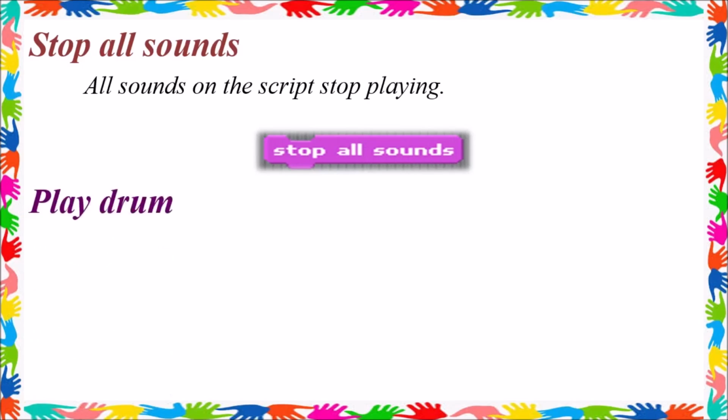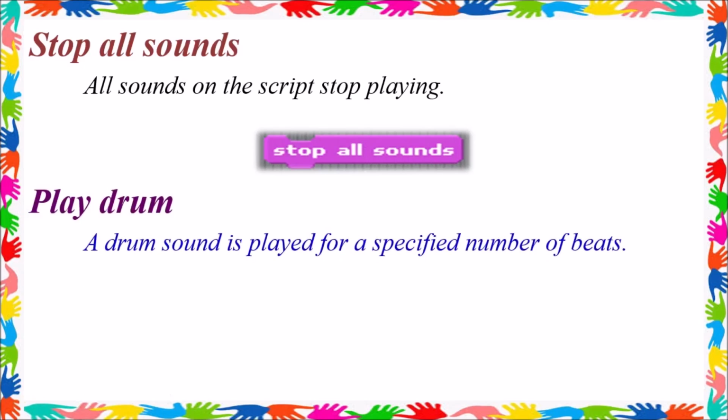Okay, then next one, play drums. If you want to play the drum sounds, use this play drum block. A drum sound is played for a specified number of beats. That means a specified time duration or number of seconds. You play the drum sounds for a specified number of beats by using this play drum block.